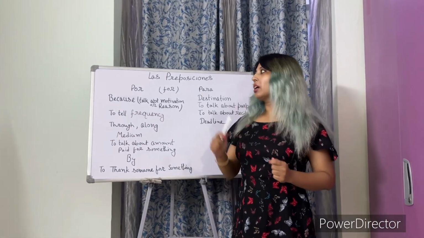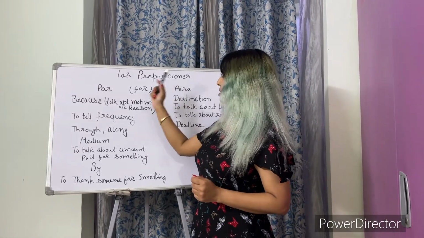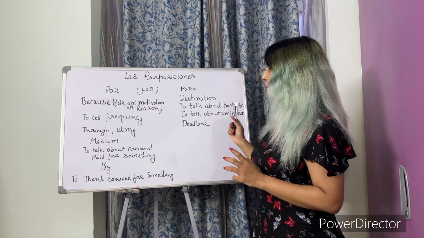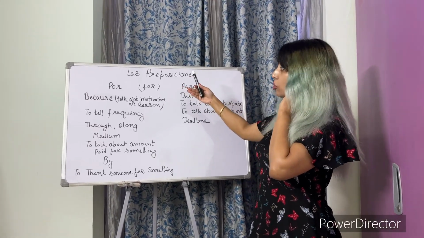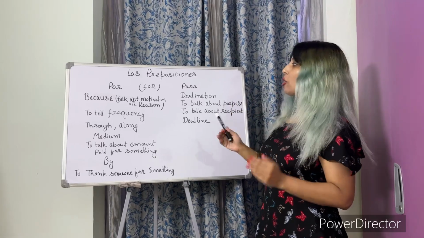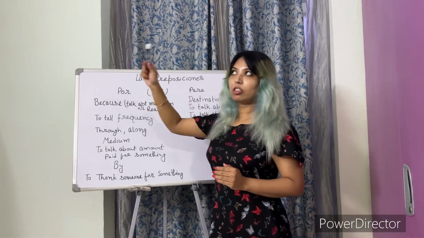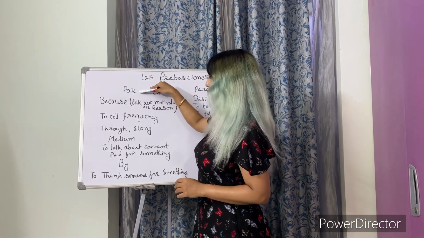That means in today's session we are going to talk about the prepositions por and para. So they roughly mean "for". But we all know now we need to learn in what context we use a particular Spanish preposition. You cannot just translate. So let's start with por.